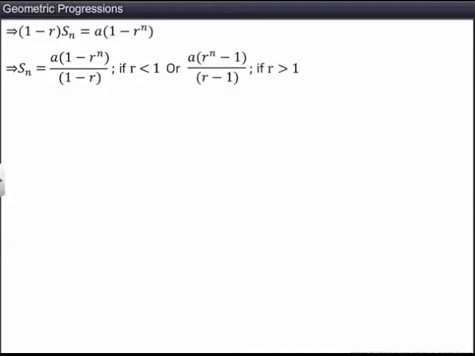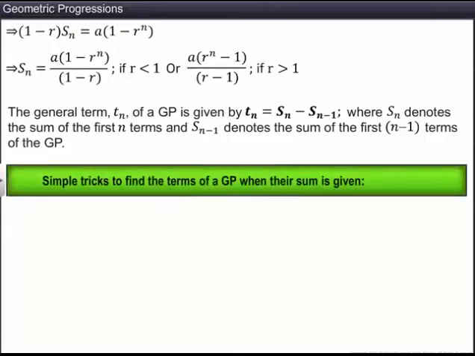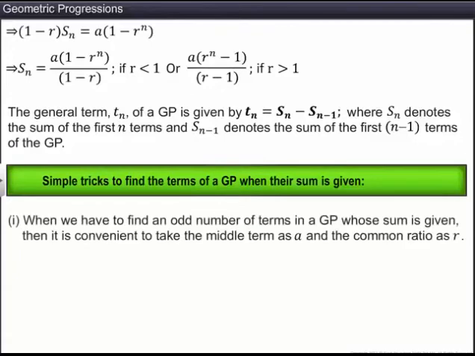The general term Tn of a GP is equal to the sum of the first n terms minus the sum of the first n minus 1 terms of that GP. Let's now have a look at some simple tricks to find the terms of a GP when their sum is given. When we have to find an odd number of terms in a GP whose sum is given, it is convenient to take the middle term as a and the common ratio as r.